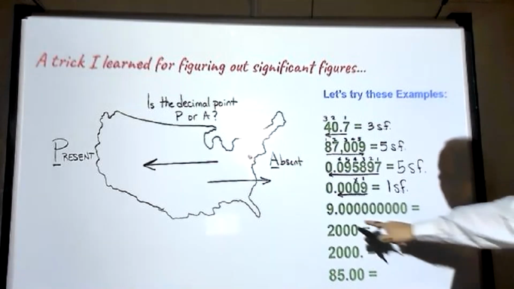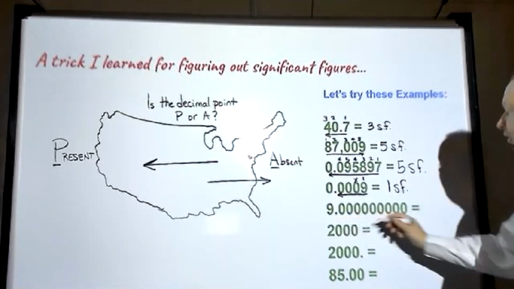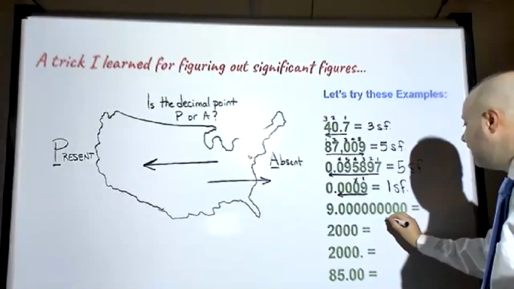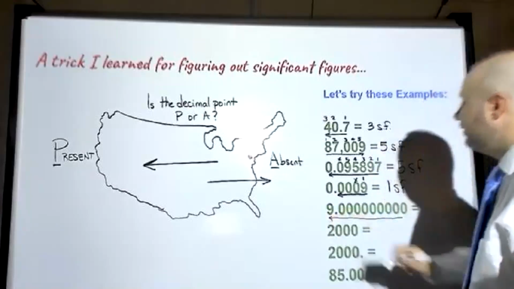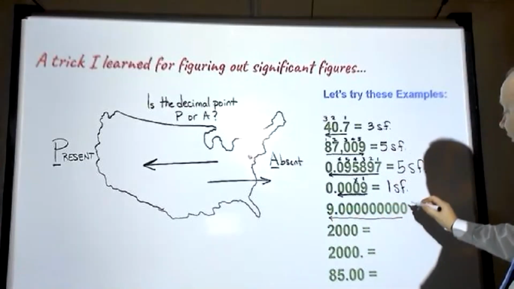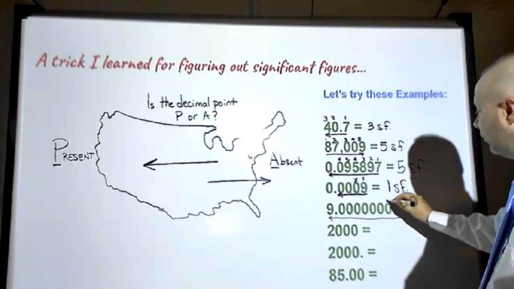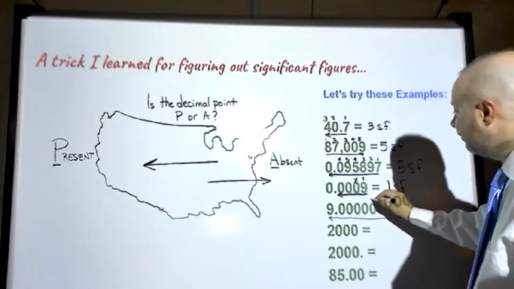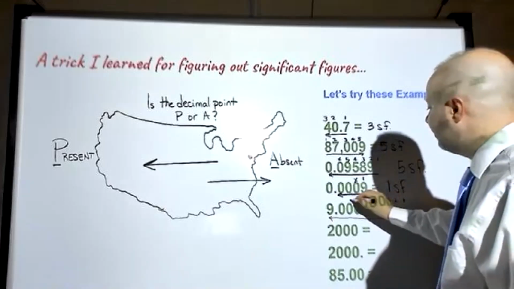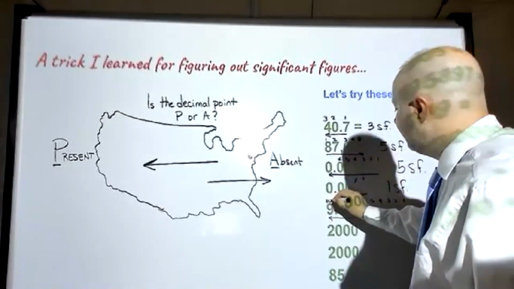Okay, the next one. Again, we have a decimal point. So again, we're going to count in this direction, from right to left, and we're going to start all the way over here on the right. 1, 2, 3, 4, 5, 6, 7, 8, 9, 10.